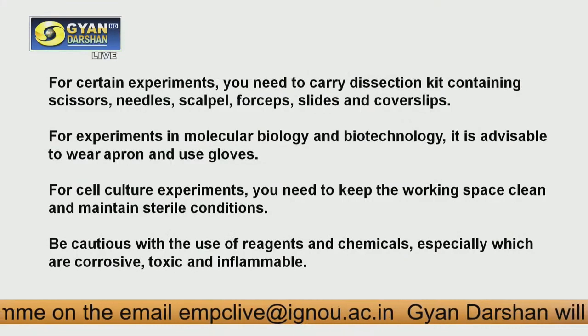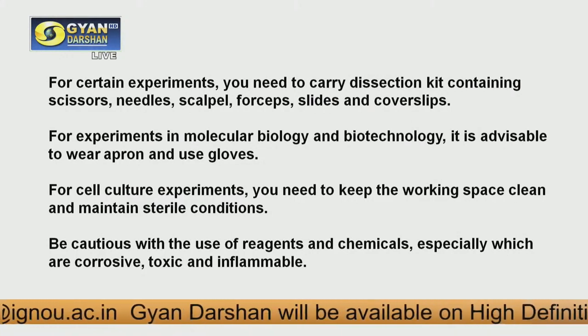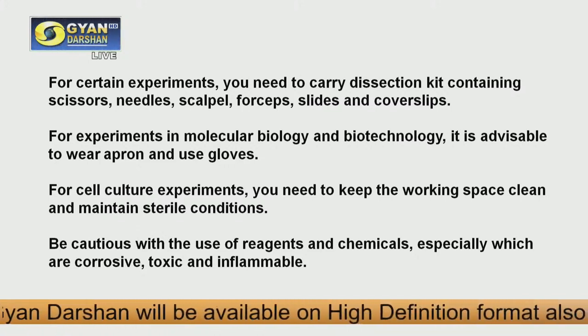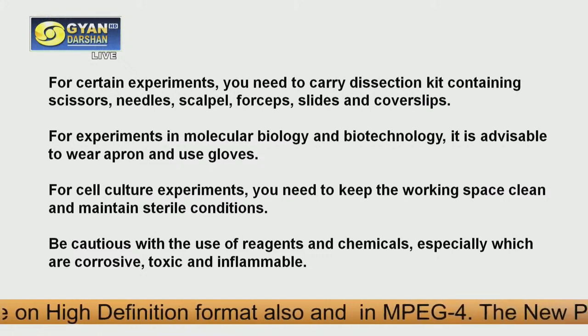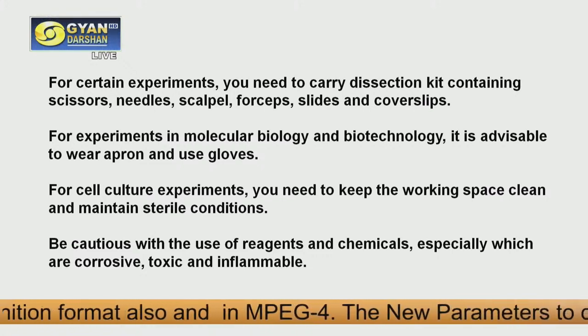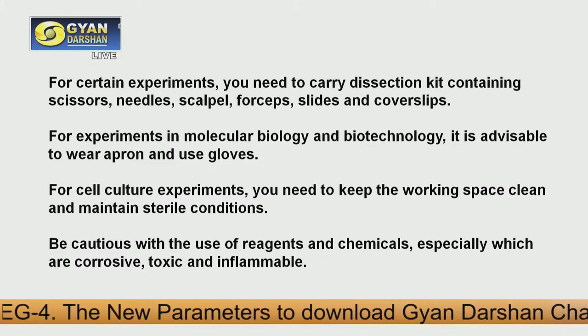it shuts down. For certain experiments, you need to carry a dissection kit containing scissors, needles, scalpel, forceps, slides and cover slips, like experiment 1 and 2. Think of experiment 1 and 2, where you need to prepare the chromosomes, the meiotic chromosome or the polytene chromosomes. So you need to carry a biology box, right, with all these watch glass, the slides, cover slips.